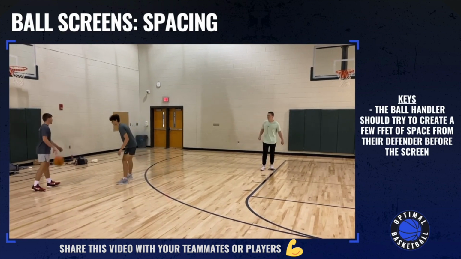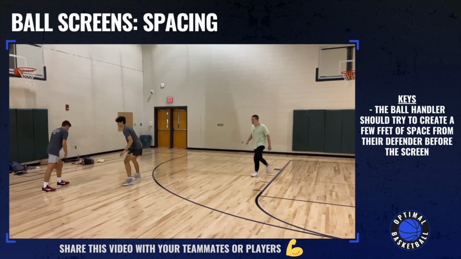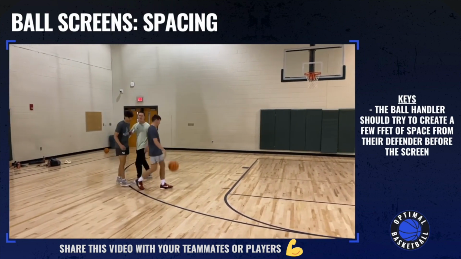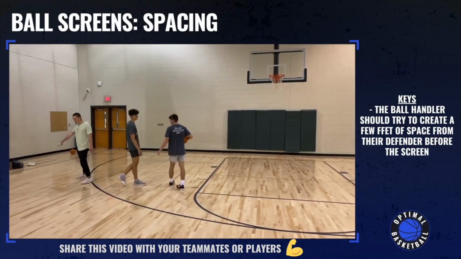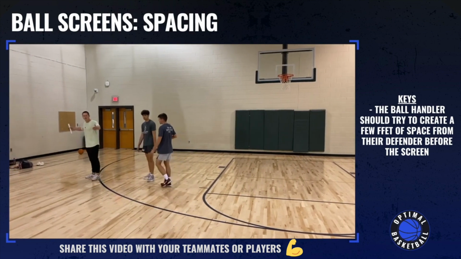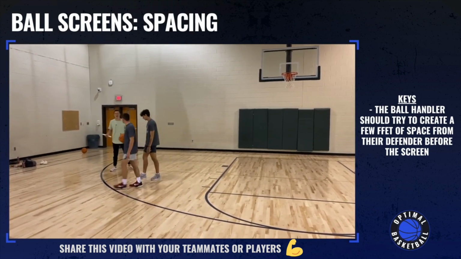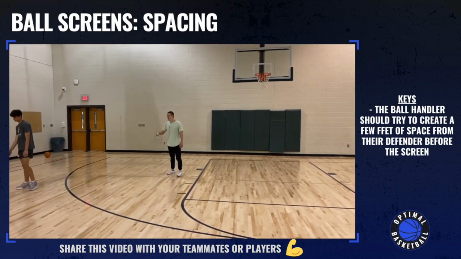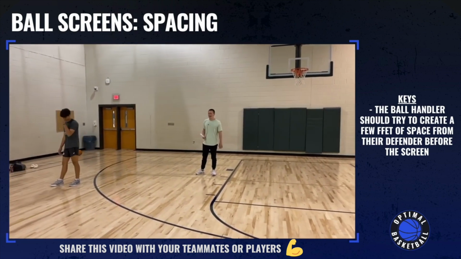So we're going side ball screen. Brock is working the basketball, offensive player is working the basketball to create space. And now, because Brock brought his defender down, created some space from his defender, now he's got an advantage going into it. Sometimes this works, but you're not really making an advantage going into the screen.